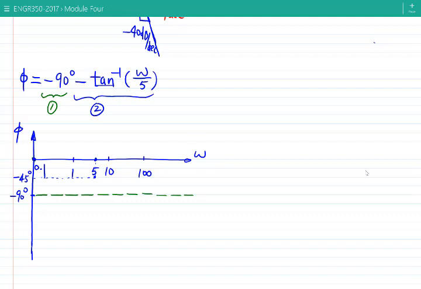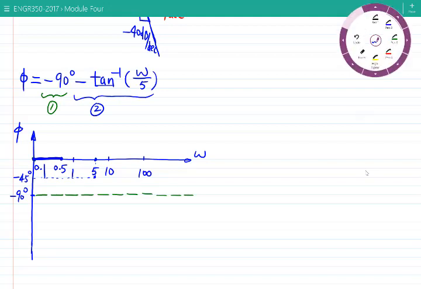When omega is really small, 10 times smaller than the corner frequency 5, which is 0.5, 0.5 is somewhere here. So when omega is less than 0.5, the inverse tangent function of 0.5 over 5, the phase angle is 0. We assume it is very small. Yes, the phase angle is 0.